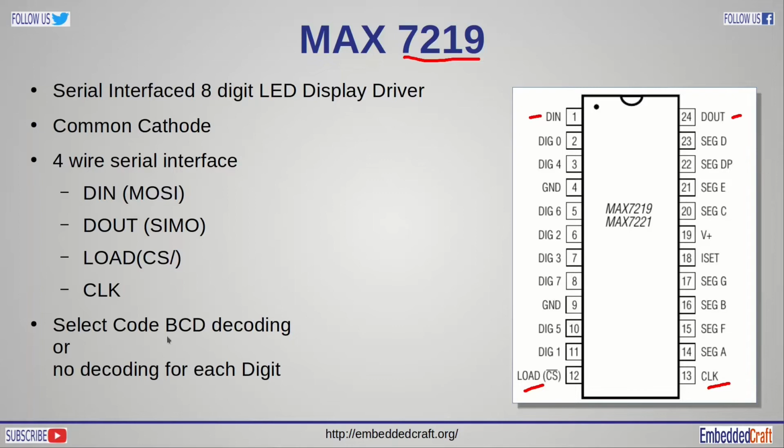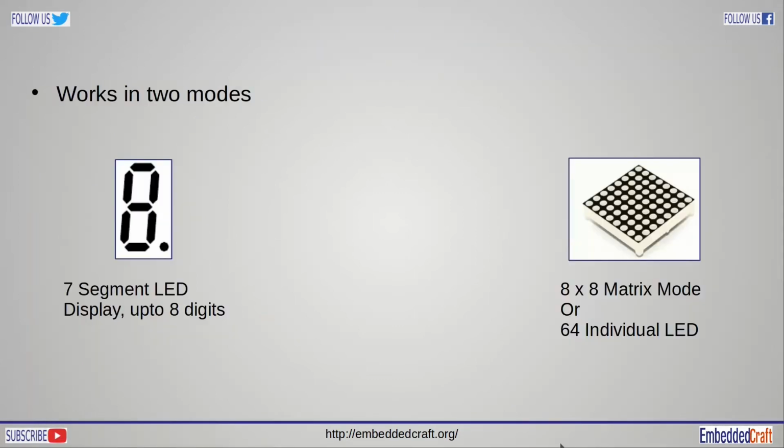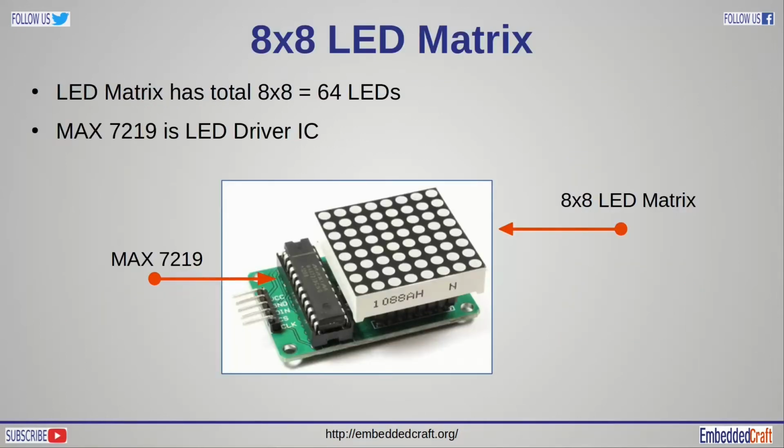MAX7219 works in BCD decoding mode and also in no-decode mode. It can drive a 7-segment LED display and also an 8x8 LED matrix. Basically it can drive 64 LEDs individually. We will use it to drive an LED matrix. MAX7219 will be able to drive an 8x8 LED matrix.